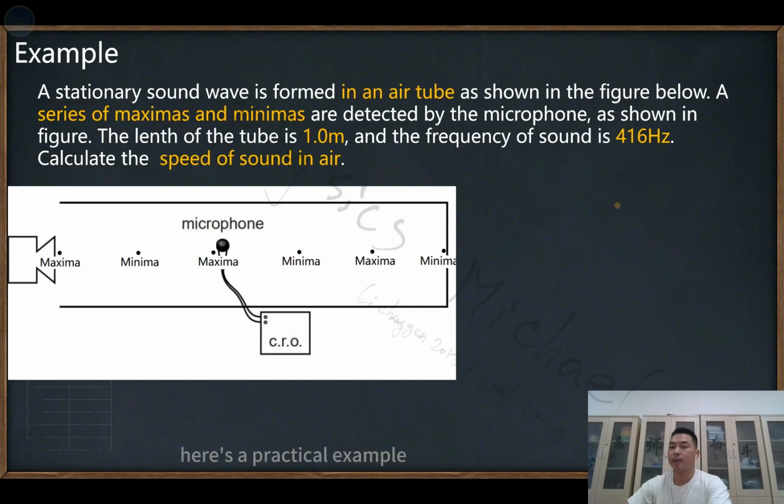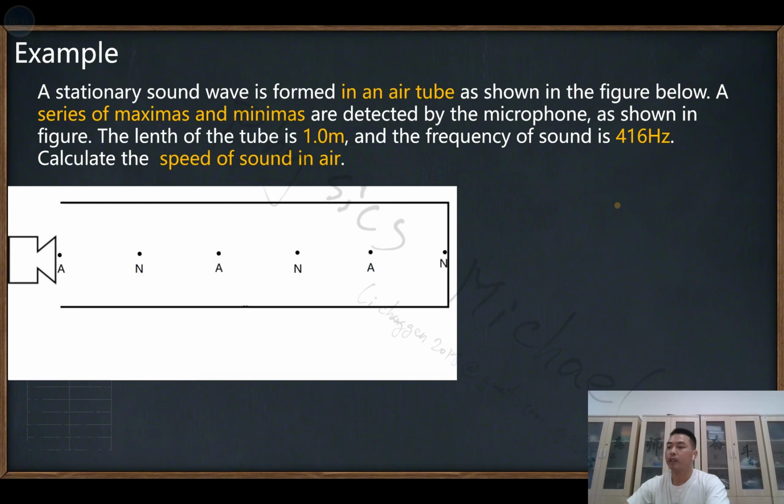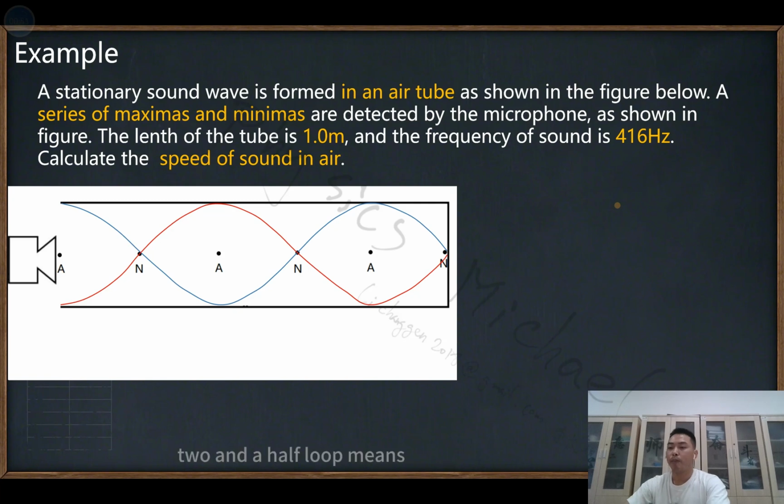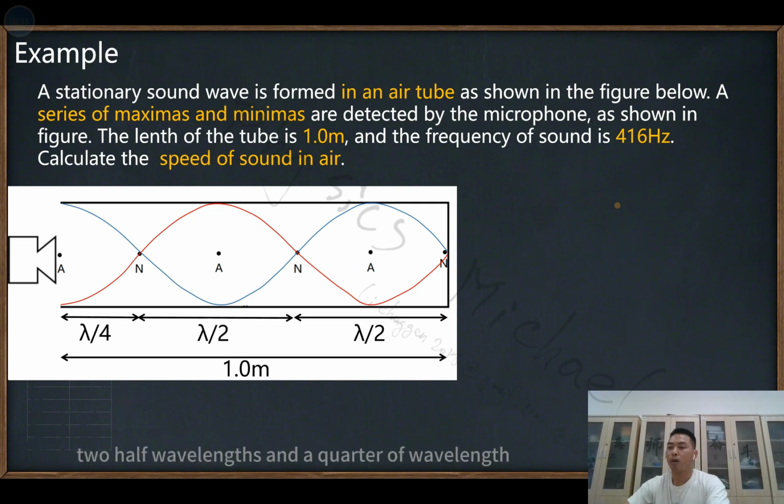Here's a practical example. A stationary sound wave is formed in an air tube that's 1.0 meters long. Using a microphone, we detect a series of maximum and minimum points as shown in the figure. The sound frequency is 416 Hz, and what is the speed of sound in air? To solve the question, let's first draw the wave pattern in the air tube. Maximums are antinodes and minimums are nodes, so we can draw the wave pattern with 2.5 loops in the tube, as shown here. 2.5 loops means 2 half wavelengths and a quarter of a wavelength.